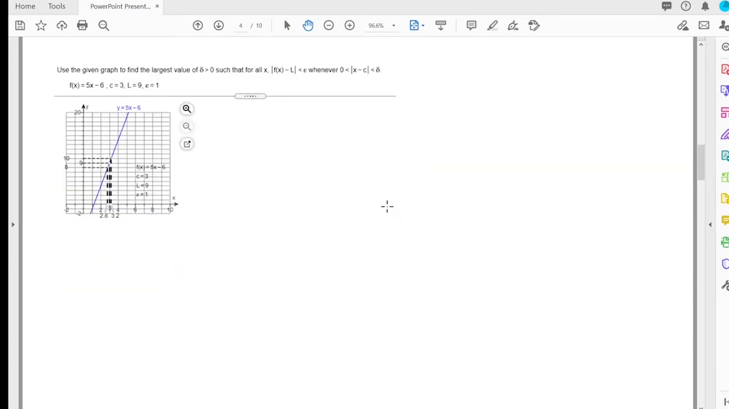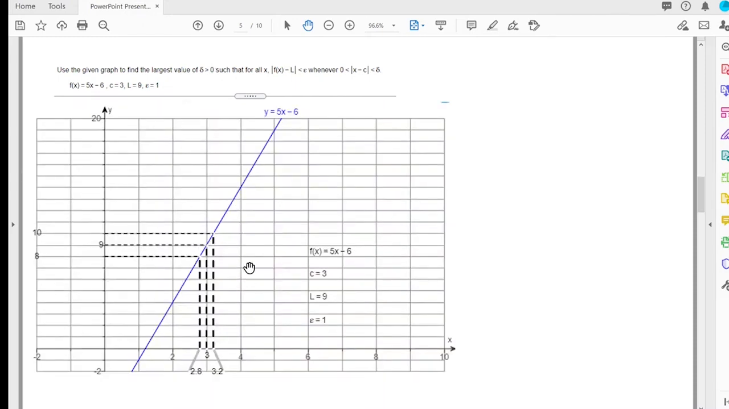So first example is, you have given a graph, you have given a function f of x, you have given c, and then limit of this function and epsilon. Now by looking at this graph, you need to find out the value of delta. This graph is just difficult to see, so I'm just trying to zoom in. So look at here. As you can see, L, which is the limit, is 9, the function is 5x minus 6, and c is 3.